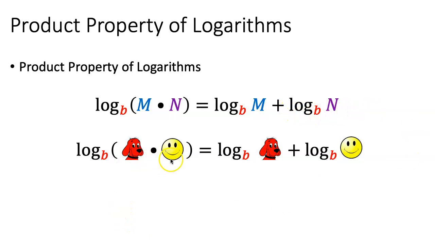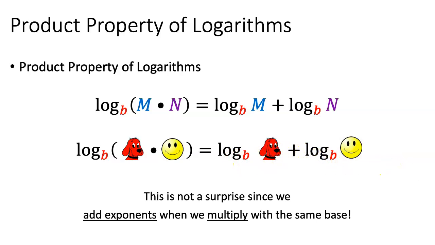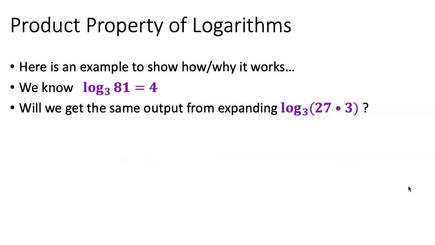Here we have Clifford and a smiley face getting multiplied together. So log base b of the product of Clifford times a smiley face is log base b of Clifford plus log base b of a smiley face. And this really is not a surprise. We know when we have the same base and multiply, we add the exponents. And the output of a logarithm is an exponent. So here is an example of how and why it kind of works.